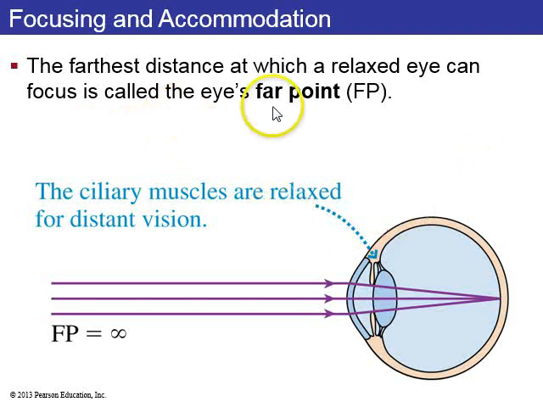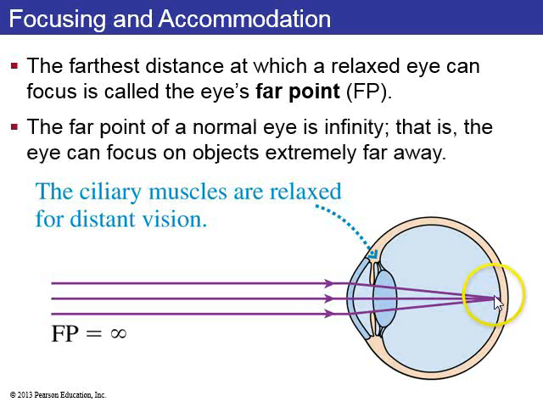So the furthest distance at which a relaxed eye can focus is called the far point, and that would normally be out at infinity. And by infinity, I mean an object that's any further than about maybe 3 or 4 meters away. We would call that infinity, so that rays are coming in essentially parallel, and then the lens is relaxed and the rays focus onto the retina.